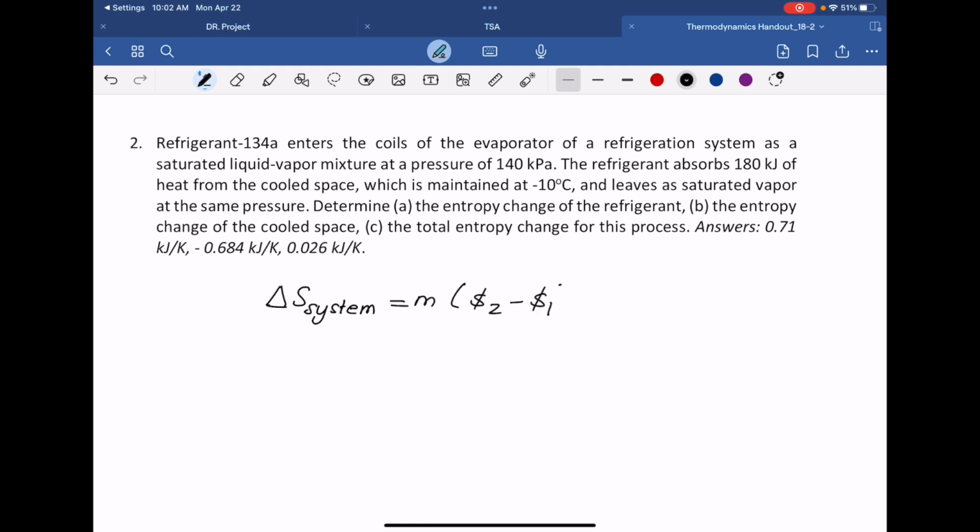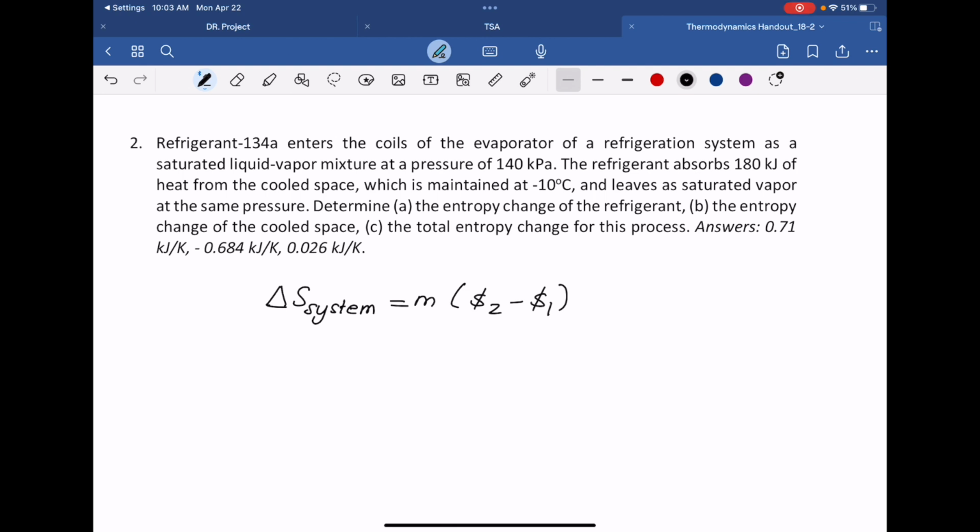Well, this relation will only work if you are given enough information to find entropy at the first and second state. If we take a look at it, we know that at the first state it's a mixture and it has a pressure of 140 kilopascal. And the second thing is we know the cooled space temperature, -10, and we also know the exit property of saturated vapor at 140 kilopascal. This seems like not enough information for us to be able to look at the tables to read S1.